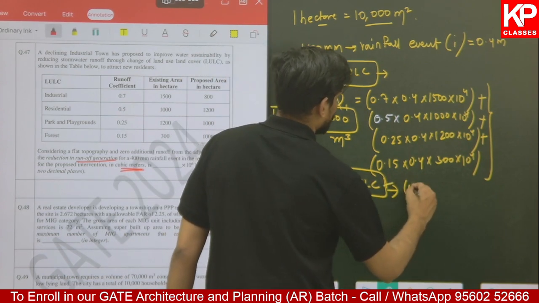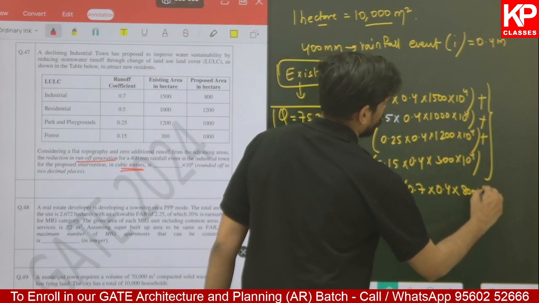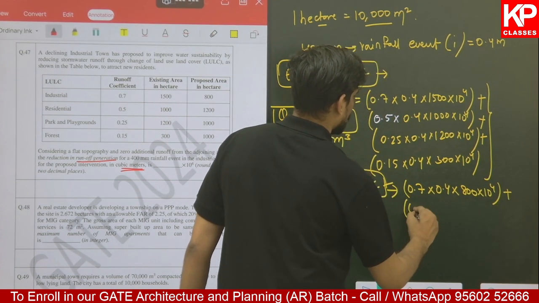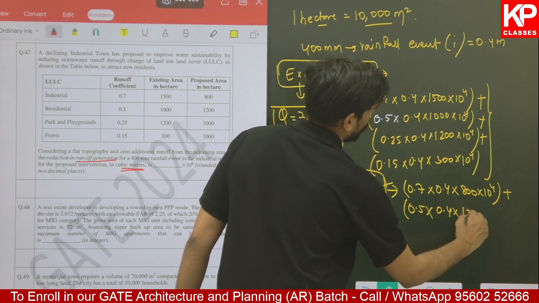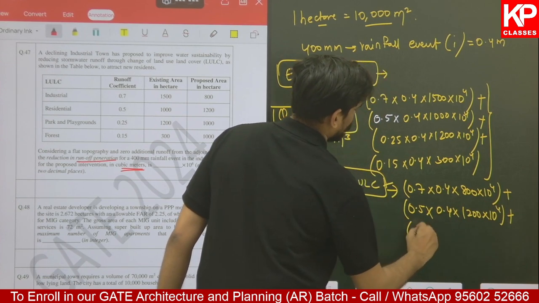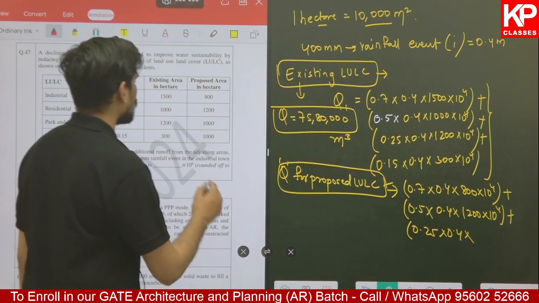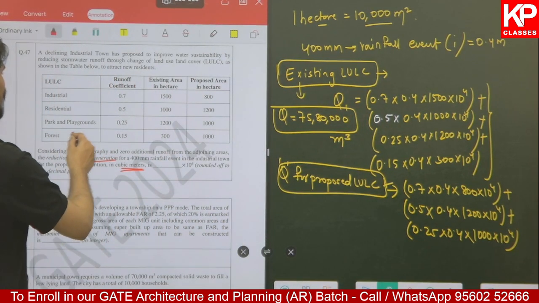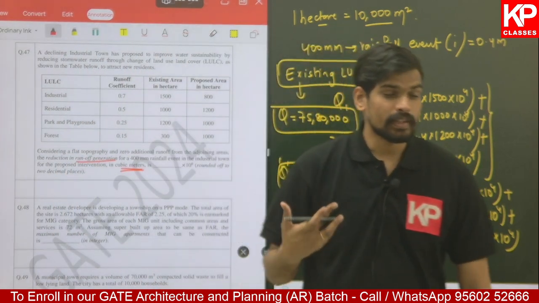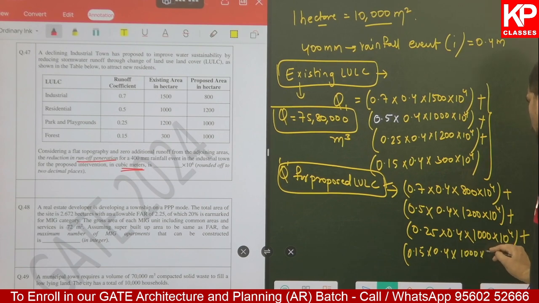The runoff coefficients are the same. It is 0.7 into intensity of rainfall, also same, 0.4, into area 800 now, 800 into 10 to the power of 4, plus the second runoff coefficient is 0.5 for the residential land use. Area is 1200 with an intensity of rainfall of 0.4 into 1200 into 10 to the power of 4, plus the next runoff coefficient is 0.25 into intensity of rainfall 0.4. The area coverage is 1000 here for the proposed land use land cover structure. The area for parks and playgrounds is 1000. For forest, they are basically improving the forest cover here. They are making it into 1000. So plus finally 0.15 into 0.4 into 1000 into 10 to the power of 4.